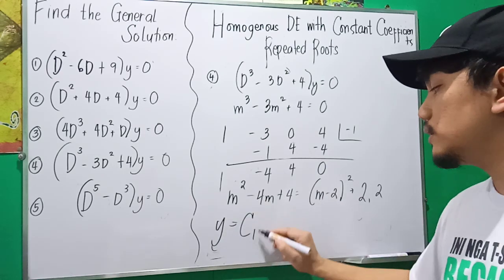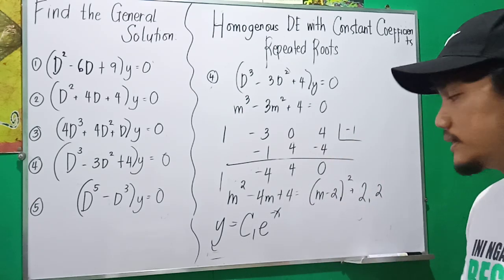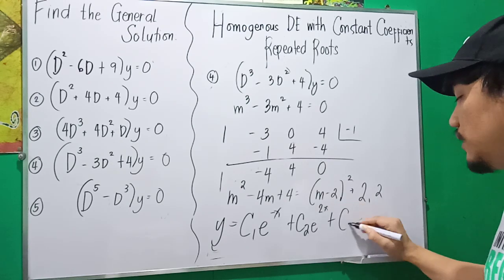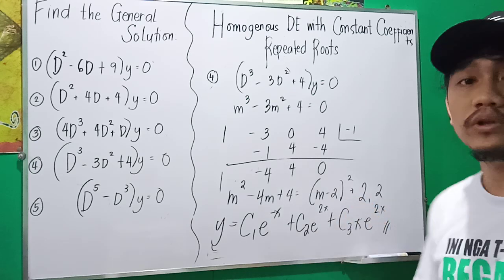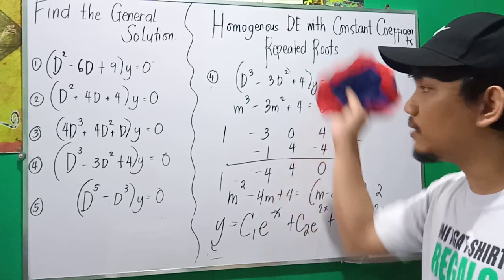Y equals C1 e raised to negative x. Bakit po? Kasi negative 1 po yung isa. Plus C2 e raised to 2x. Plus C3x e raised to 2x. Kasi naulit yung 2, di ba? Okay, mga lodi. Di ba? Simple lang naman yan. Okay, last item, mga lodi.